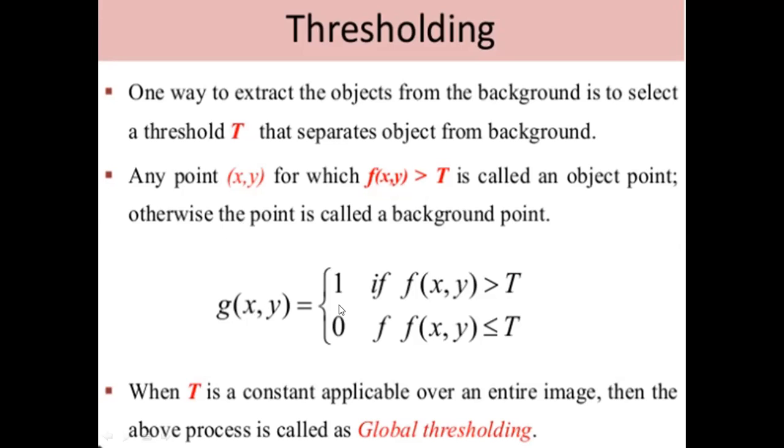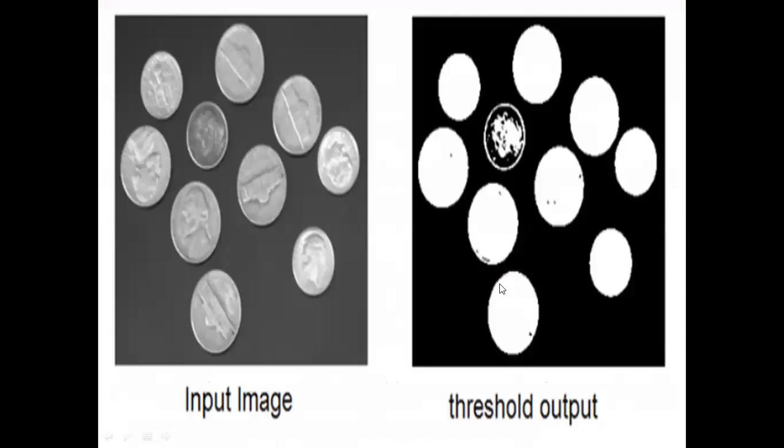So what happens in this case? If any pixel value you are considering is greater than T, then the value will be considered as 1, that is white. And if f(x,y) is less than T, then the value will be considered as 0, that is black. When T is a constant applicable over an entire image, then the above process is known as global thresholding. There are various methods of thresholding, and this is the general method we use, that is called global thresholding.